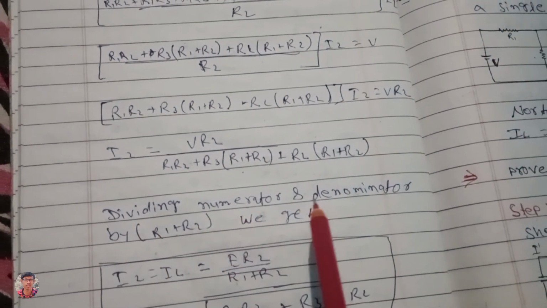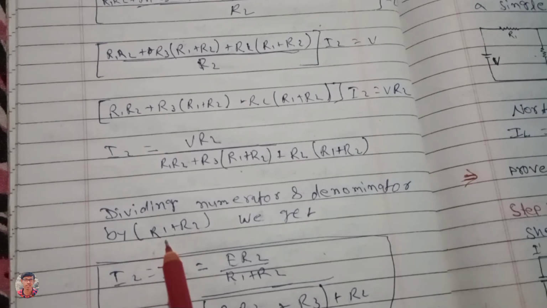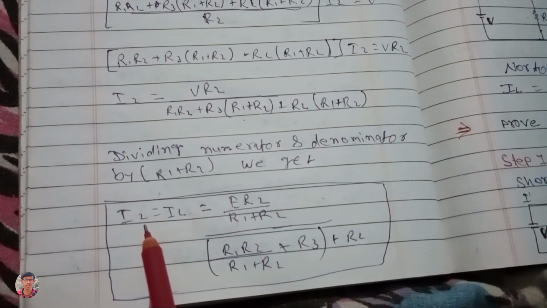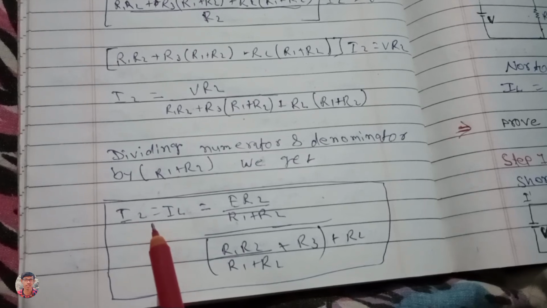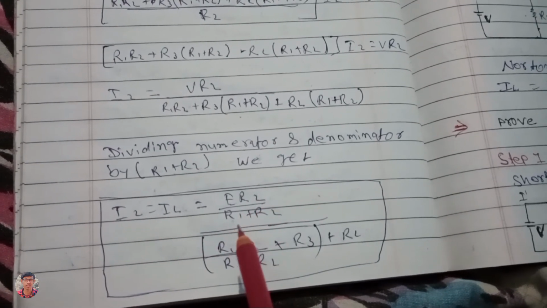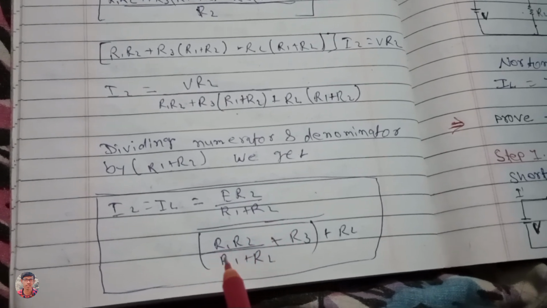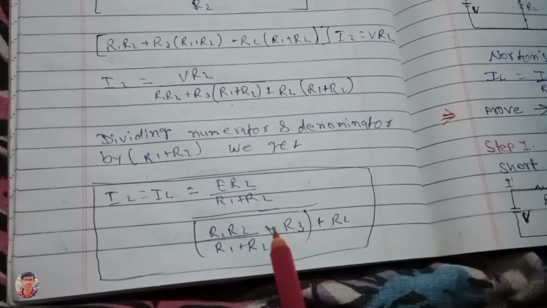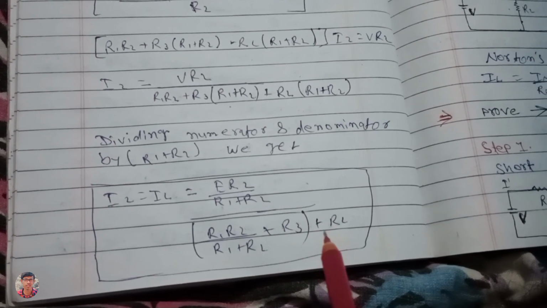Dividing numerator and denominator by R1 plus R2, we get I2 equal to IL equal to E R2 by R1 plus R2 by R1 R2 by R1 plus R2 plus R3 bracket close plus RL.